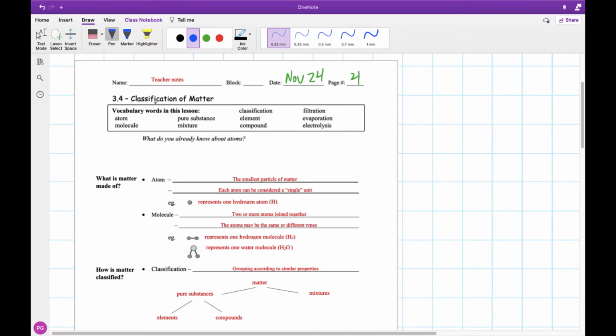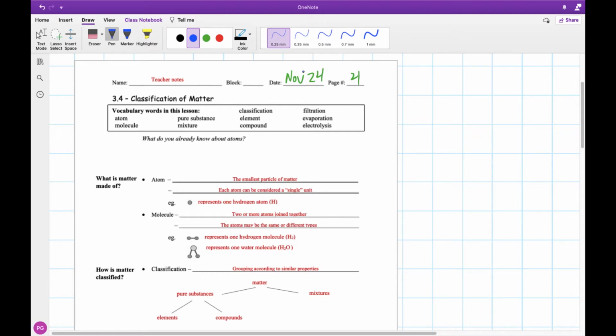Here we're going to be talking about classifying matter. Now we've talked about matter a lot. It's stuff, things that take up space, but we haven't talked so much about different ways that we can classify it. We've talked about some physical properties, chemical properties. This is something a little bit different.